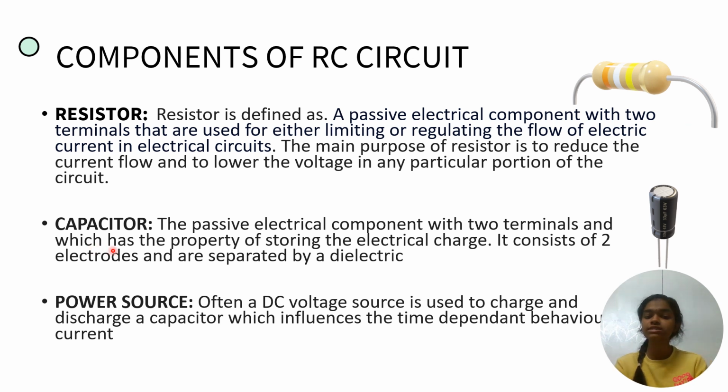And now, what is a capacitor? A capacitor is a passive electrical component with two terminals and has the property of storing electrical charge, and it also opposes sudden change in voltage. It consists of two metallic plates or electrodes separated by a dielectric. And this circuit also consists of a power source. Often a DC voltage source is used to charge and discharge the capacitor, which influences the time dependent behavior of current.